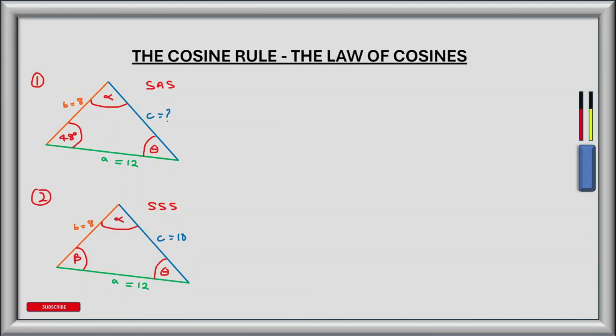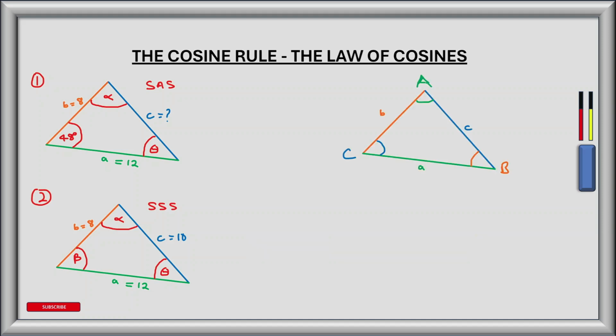The cosine rule can be used to find angles and sides of a triangle where it's not possible to use the sine rule. The cosine rule can also be used in right angle triangles, so a triangle with an angle of 90 degrees. The cosine rule says if we know the length of any two sides of a triangle and we know the angle in between those two sides, then we can work out the third side.